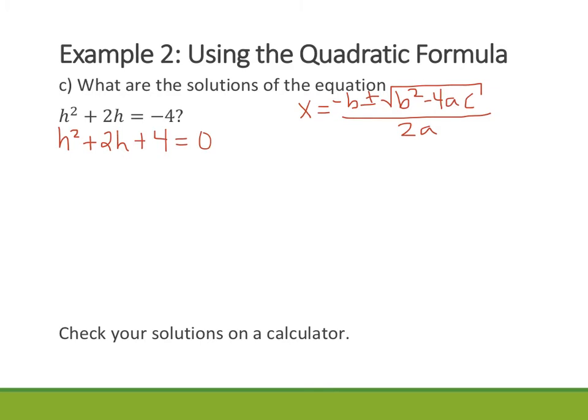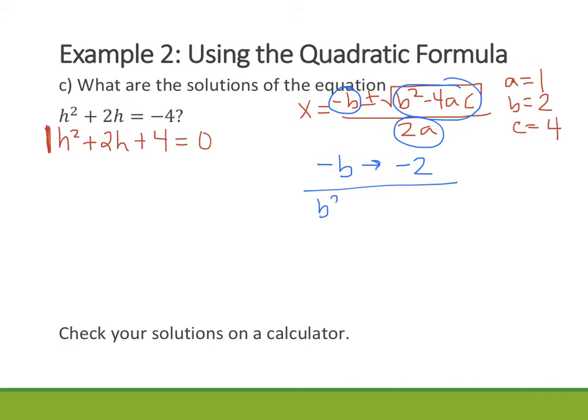I'm going to designate my values of a, b, and c, so I know what numbers I'm putting into my formula. So a is equal to 1, because this coefficient here is a 1. B is equal to 2. C is equal to 4. Okay, let's figure out each of our three parts so that we know what numbers to put into the formula. Negative b would be negative 2.